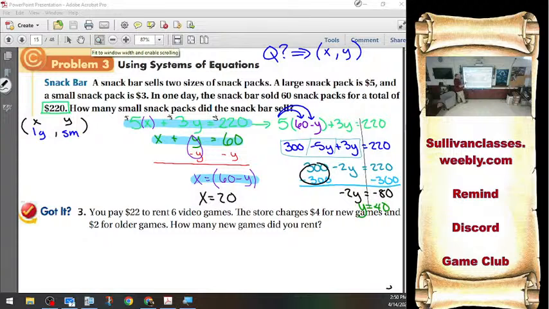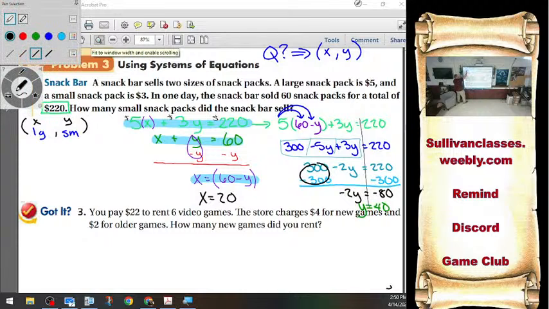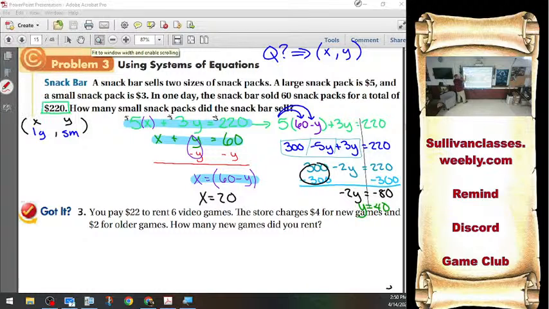Make sure that you answer the question. Don't just leave it. Actually answer the question. How many small snack packs did the snack bar sell? If you didn't, go back here and actually write that out. Oh, wait a second. Could I have just skipped that last step because I already knew?